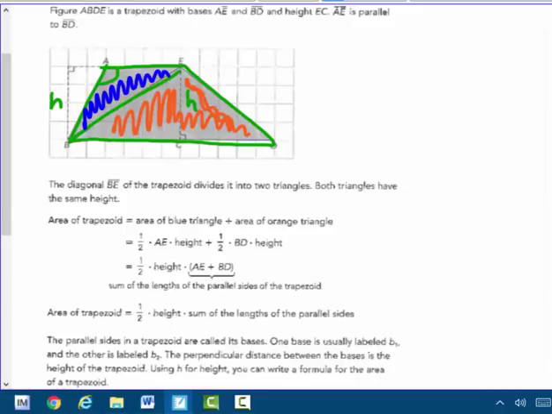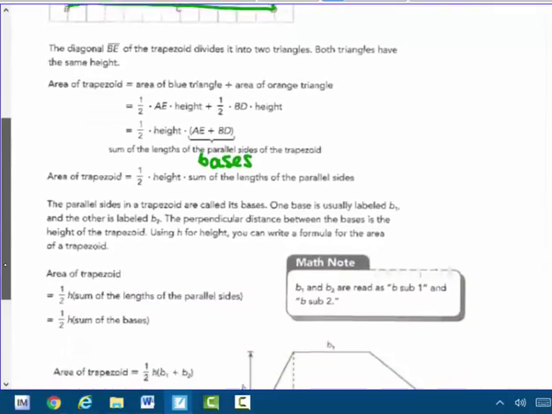So if I add AE and BD together, because I'm adding those 2 triangles together, the sum of the lengths of the parallel sides, that's the bases. So the area of a trapezoid is half the height, there's the 1/2 BH part. And the bases is actually the sum of those 2 parts, the sum of the lengths of the parallel sides, base 1 plus base 2.